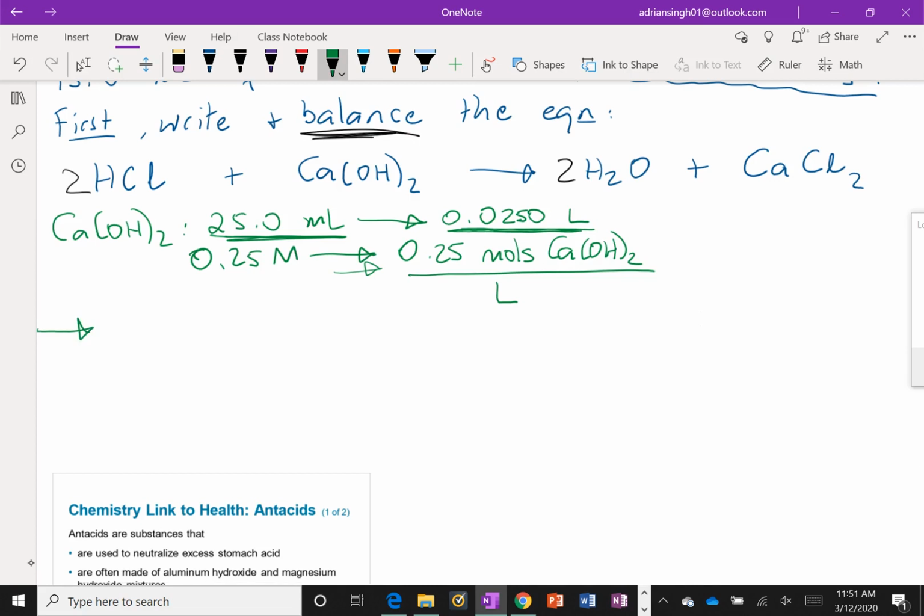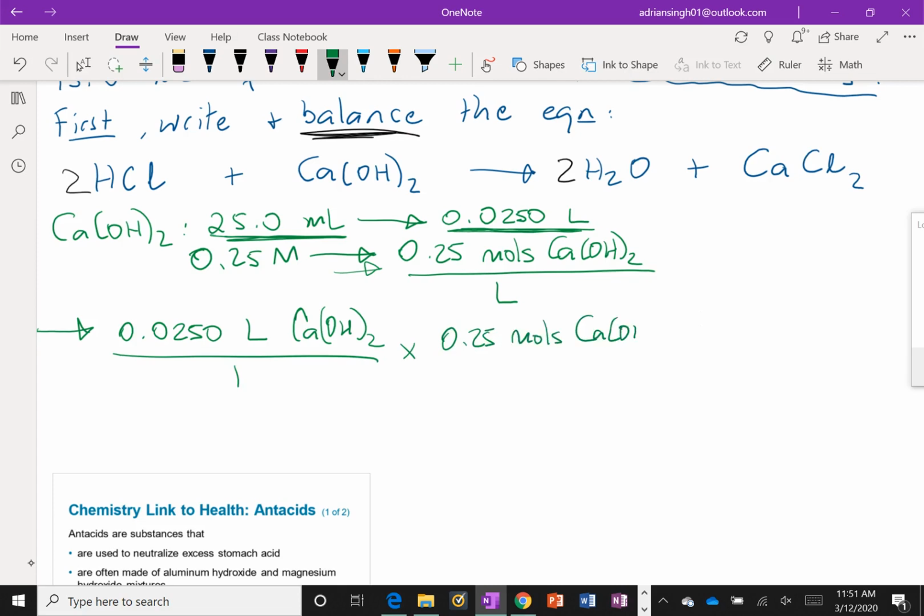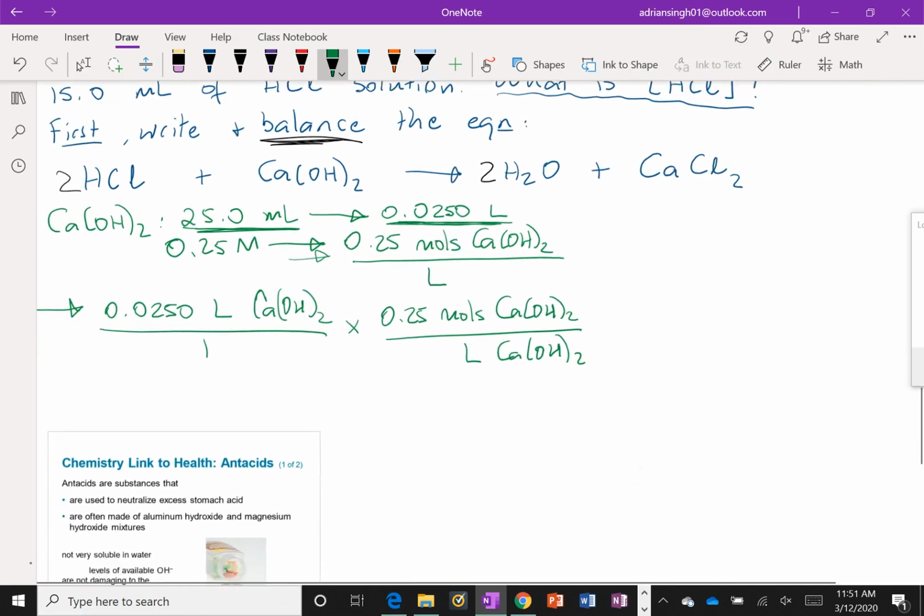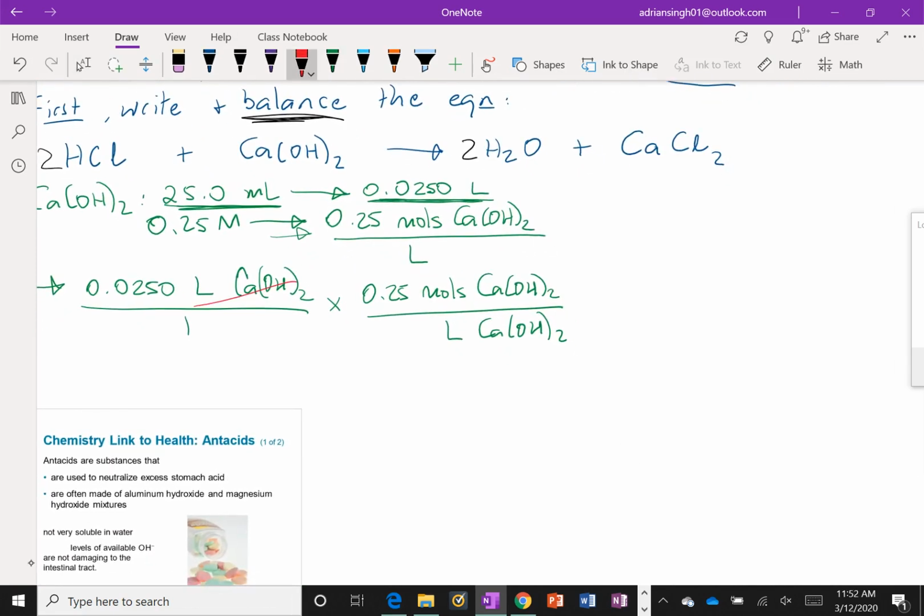So we start with what's given. We have our 0.0250 liters of the calcium hydroxide. We're going to multiply it by our concentration, so 0.25 moles of calcium hydroxide per liter. That's our concentration. We just turned it into the proper units, moles per liter. So we can see now the liters cancel out, and we're at moles of calcium hydroxide.